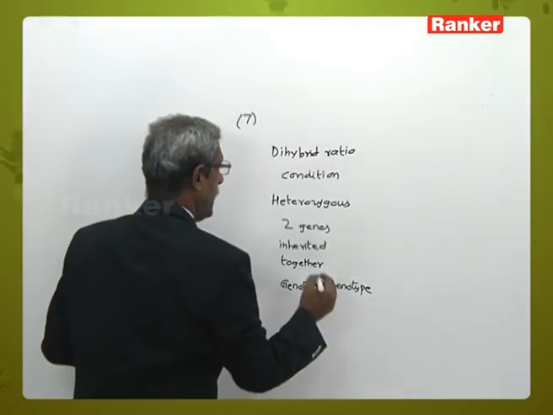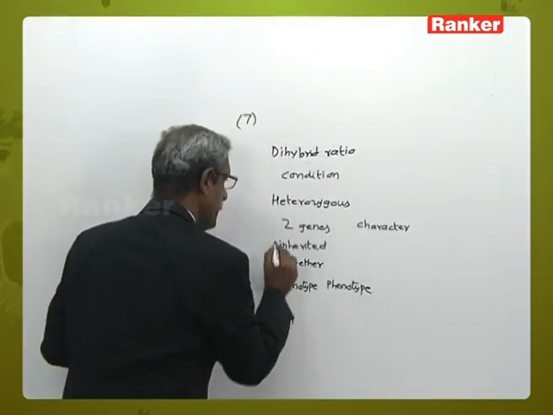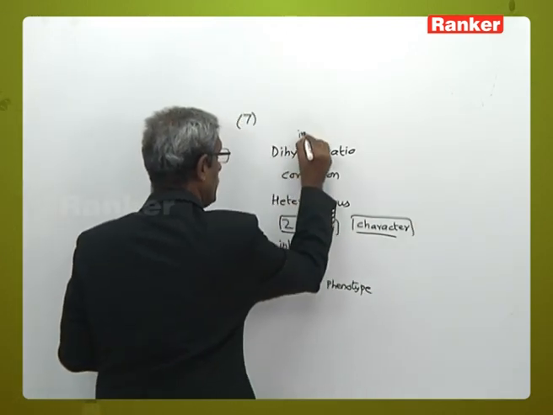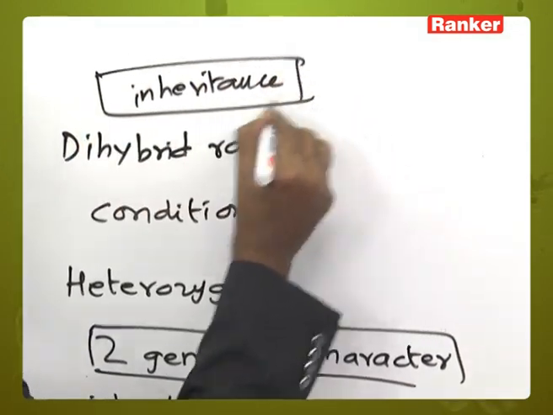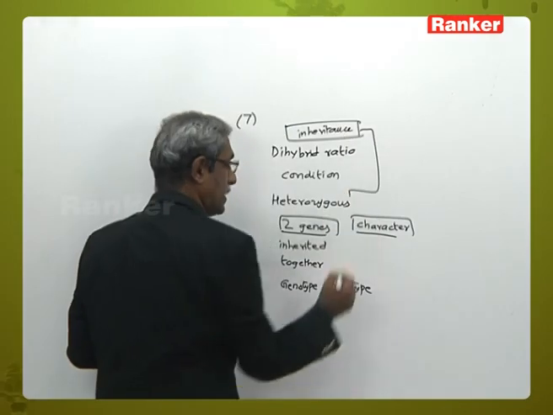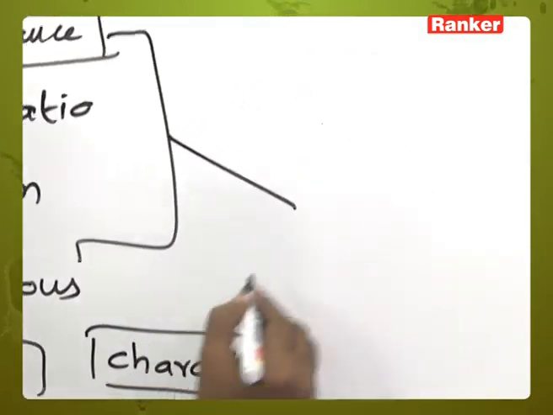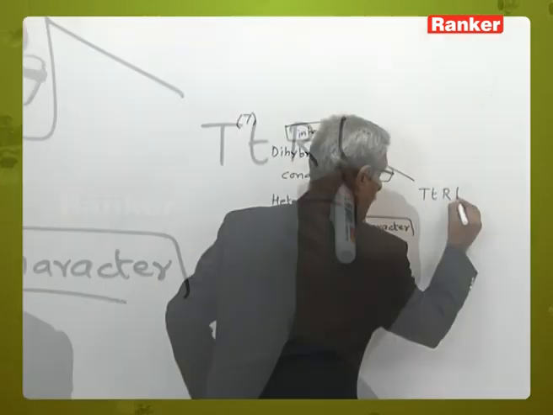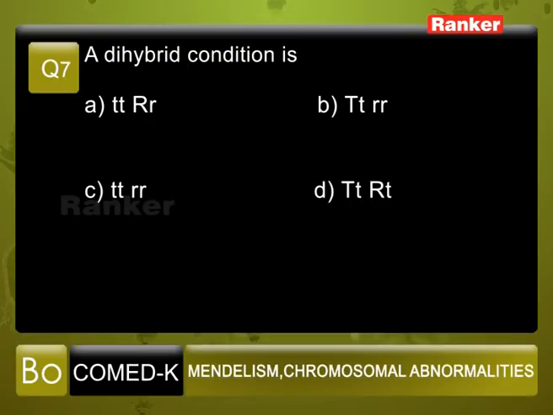So, when you are looking at a particular character which is determined by two genes, and you are looking at their inheritance pattern, and it is seen in the heterozygous condition, the correct answer is you have a capital T and a small t and a capital R and a small r, which determines that it is a heterozygous condition. Hence, the answer is D.